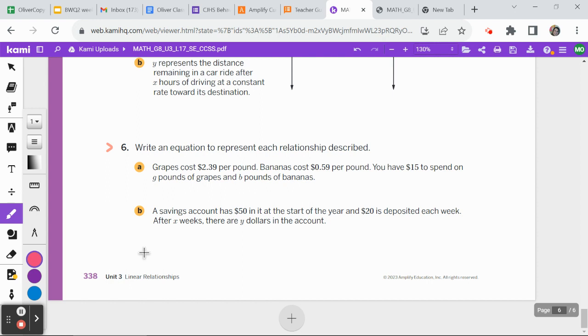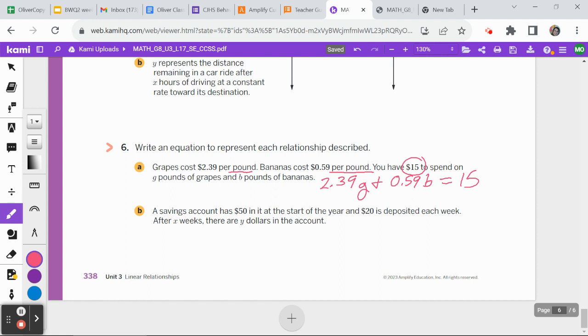Okay, so A, we have the cost per pound of grapes, and we have bananas that cost 59 cents per pound. We have $15 to spend. We're going to use G for grapes. So this one's going to be in standard form like yesterday. All right, so I have $2.39 times my grapes plus how much I'm going to buy bananas for, which is 0.59 times my B for bananas. Together, that equals $15.